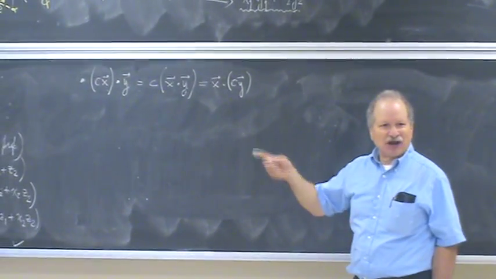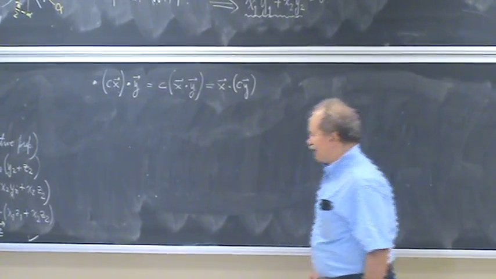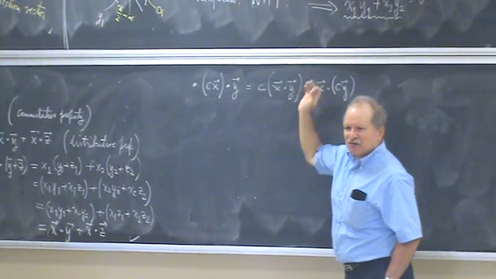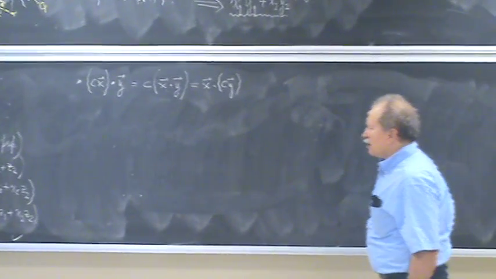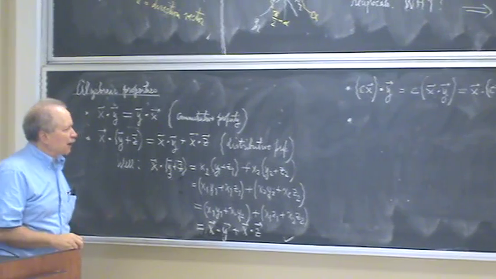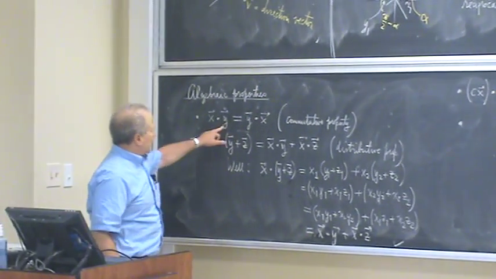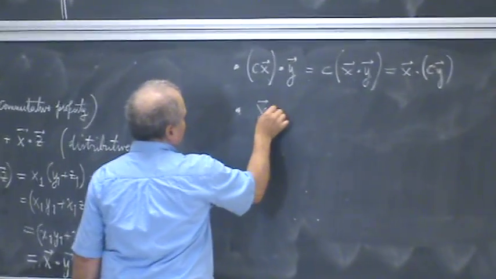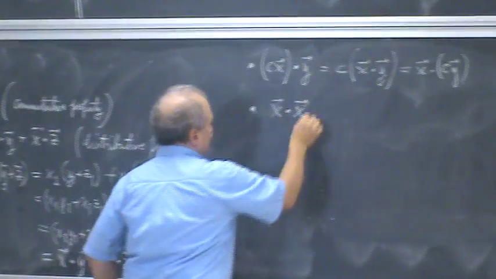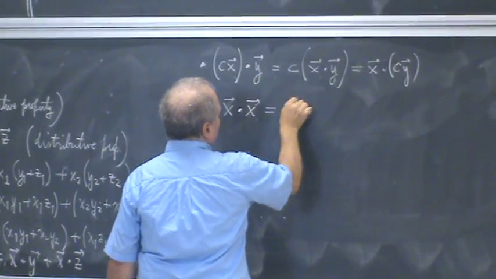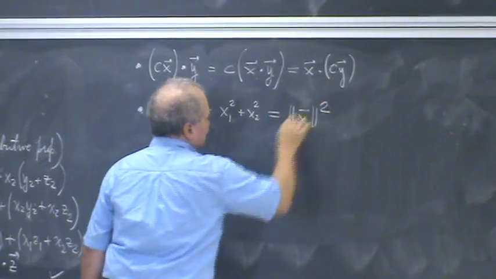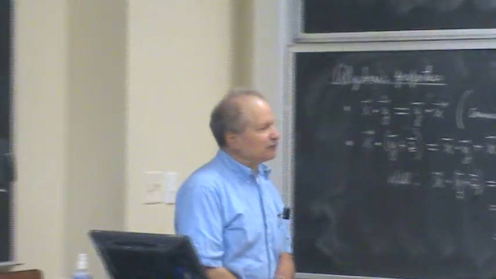Okay, I'm not even going to bother to write this one out. You take the definition, and you put in cx, and you can, again, by the distributive property, factor the c out. Okay. One last one, which relates this to what we did on Monday. What happens if you put in x for y? You get the magnitude squared. This is the sum of the squares of the components of x. So that's going to be the length of x squared, or the magnitude of x squared.